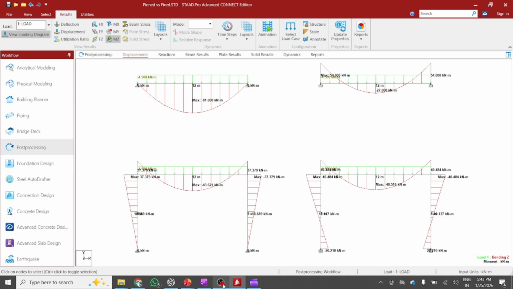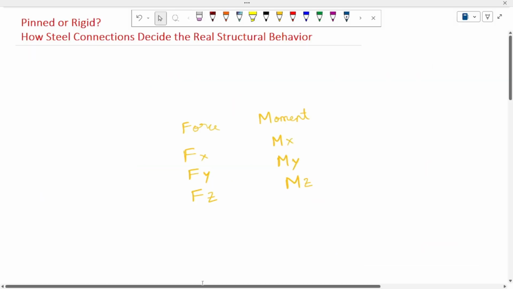What is a release in STAAD? A release in STAAD means you are telling the software this member cannot transfer a particular force or moment. By default, two members are rigidly connected in STAAD. If you want the members to be connected otherwise, you have to assign releases. Any member has these 6 degrees of freedom. You have 3 forces in the member, Fx, Fy, Fz. You have 3 moments in the member, Mx, My, Mz.